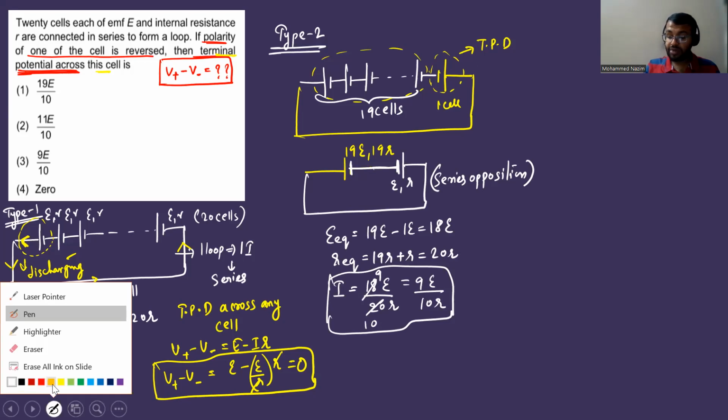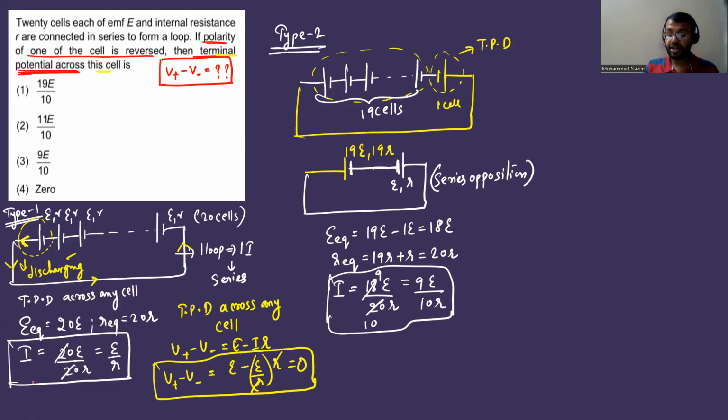Now comes the important part. Current will flow from where? Current is going to flow from the positive terminal of the larger cell. Which is the larger cell here? The 19. So the larger cell is discharging because current is leaving the positive terminal. This current will leave the positive terminal, flow, and enter the positive terminal of the other cell. That means what is this cell doing? Current is entering the positive terminal, therefore it is charging.